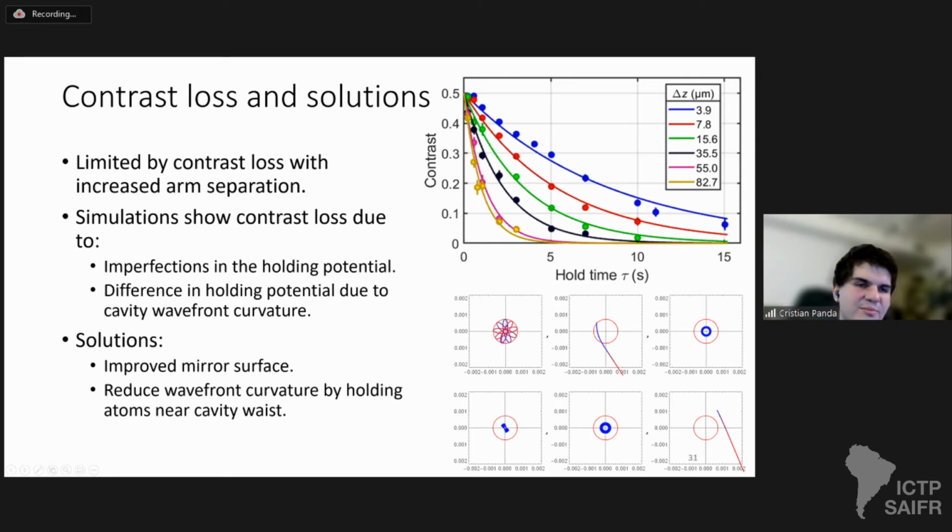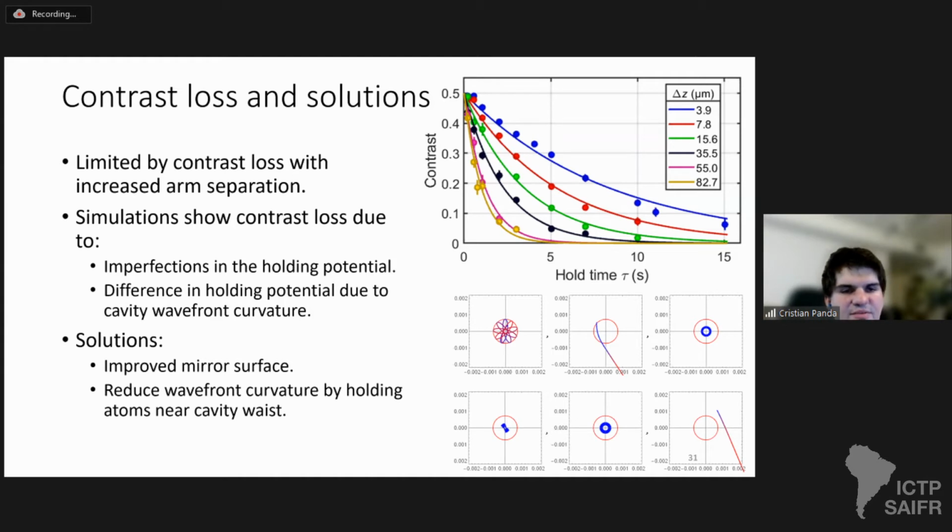So what we do about this: we have simulated the trajectories our atoms take in the optical lattice, and using the simulations, we have shown that the contrast decay can be caused by small differences in the holding optical potentials between the two arms. This could be due to a combination of maybe two effects.